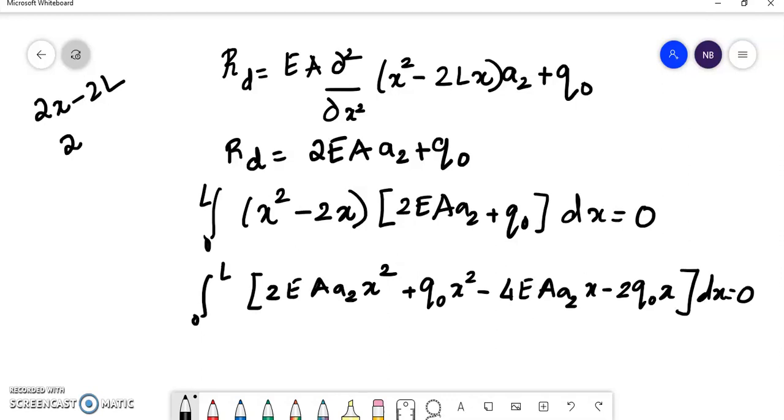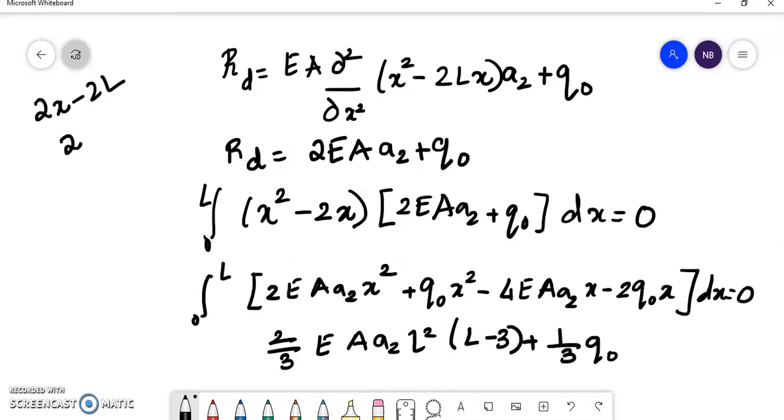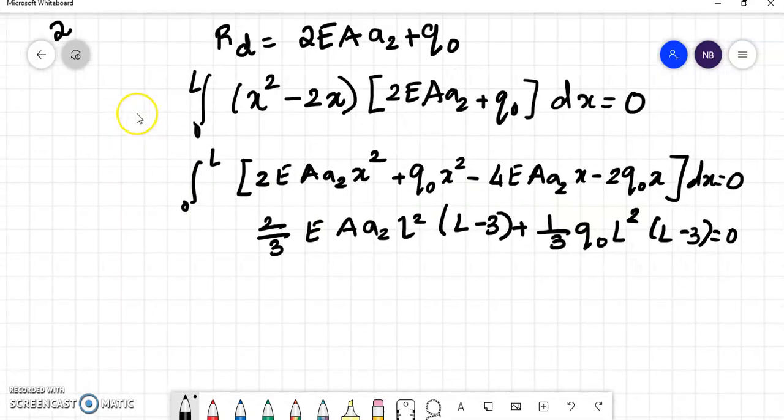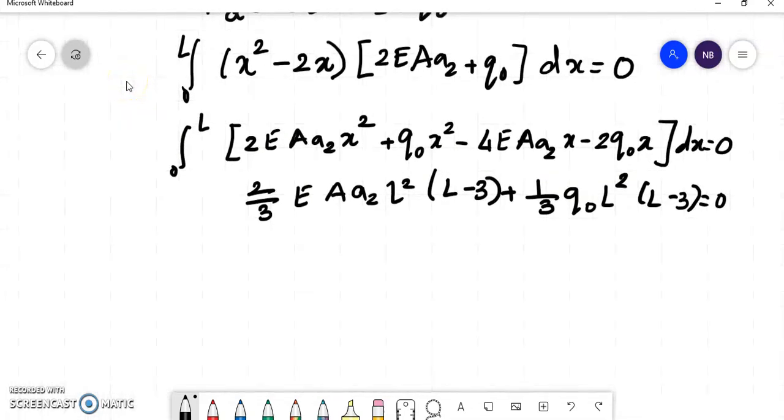When I open these brackets and multiply, I should get something like this. After integrating and applying the limits, I will get an equation of this form, and this gives me A2 equals minus Q naught upon 2EA.